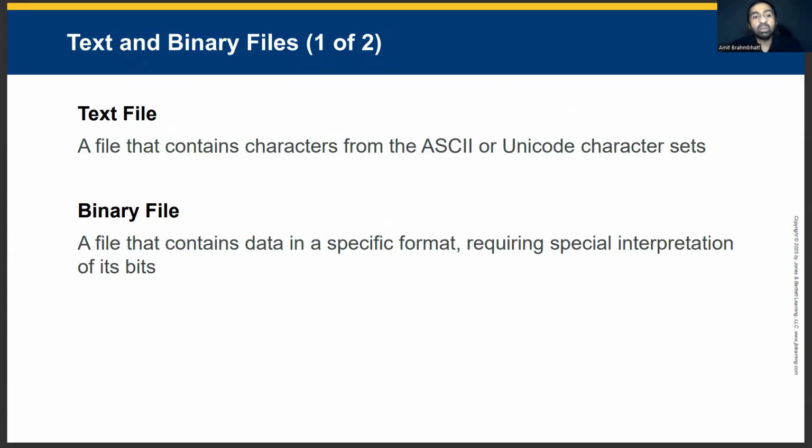Here, the slide talks about text files and binary files. A text file contains ASCII or Unicode characters, such as .txt or .html files. A binary file contains data in a special encoded format, such as images, programs, or audio files. Binary files are not meant to be read directly by humans. They require interpretation by software.